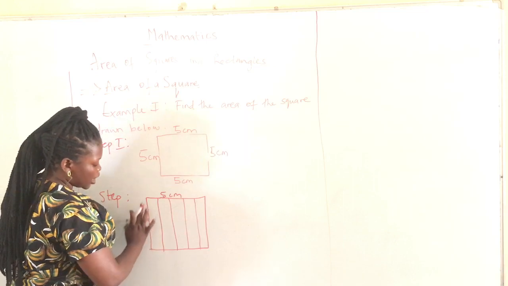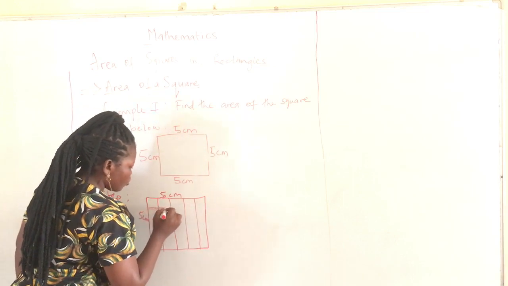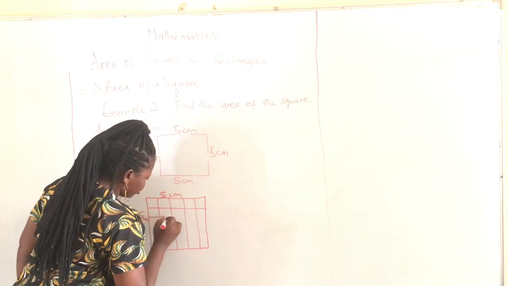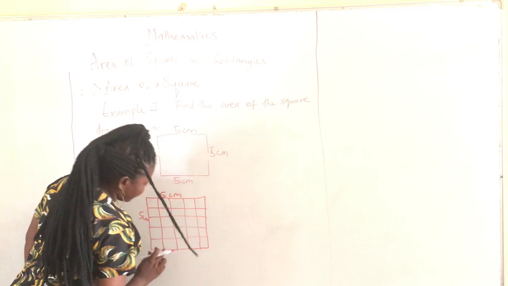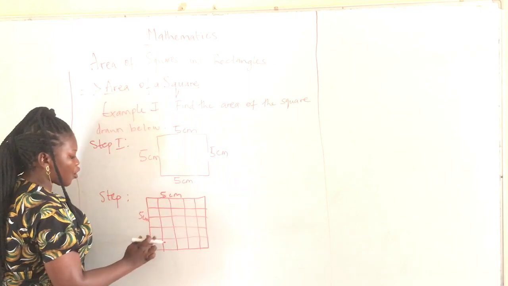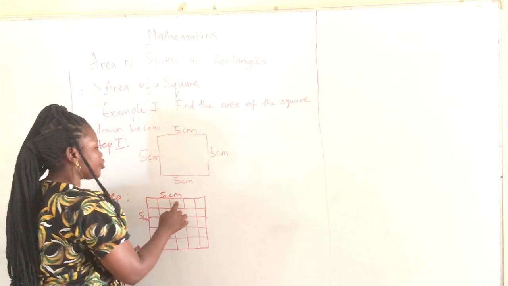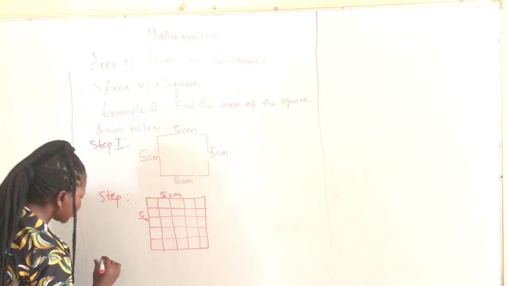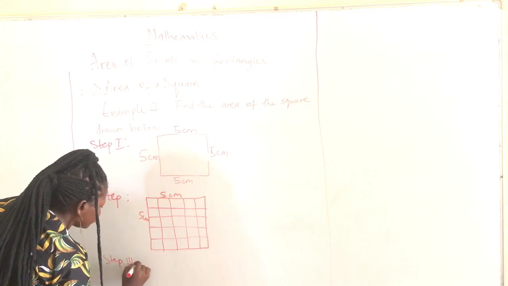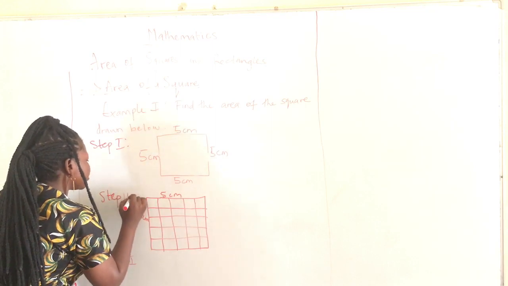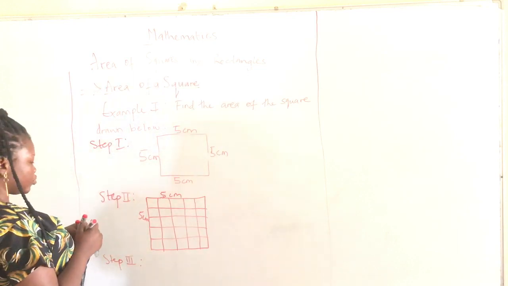We do the same thing here. Since this is also 5, we also make 5 rows: 1, 2, 3, 4, and 5. This is for step 2. We simply do this for step 2.